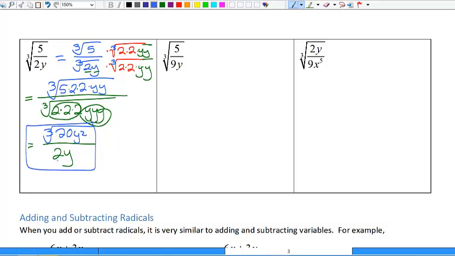Nothing more can reduce because the 2y is out of the radical, and on the numerator all of the values are inside the radical, so they can't reduce whatsoever.